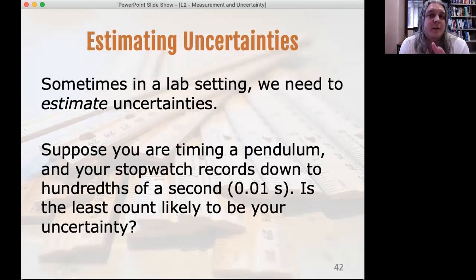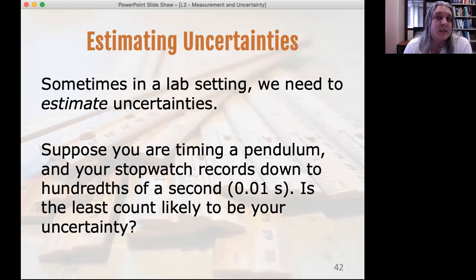Right? You are the thing that's restricting how accurate it is. You are watching the pendulum. You are choosing when to start and stop the stopwatch. Do you think that you can start and stop the stopwatch within 1/100th of a second of the pendulum actually being at its position of maximum displacement? That's the end of its swing. Do you think that you can time the end of its swing to within 1/100th of a second? Because I certainly don't think I can.